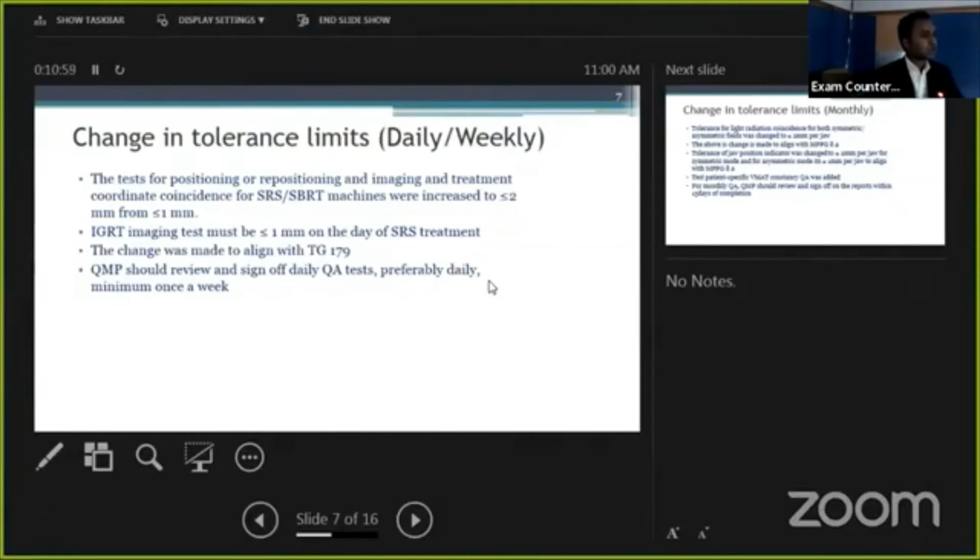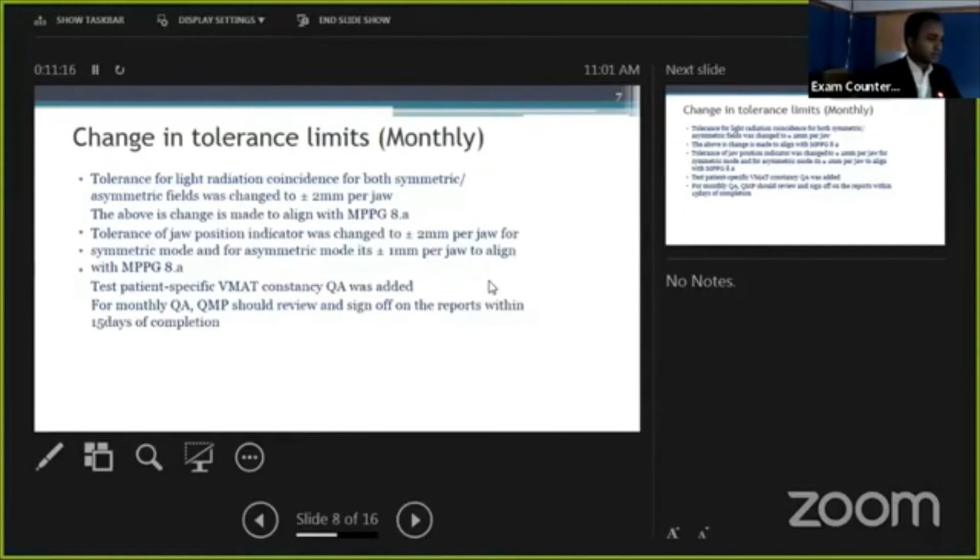So the QMP should review and sign off the daily QA test, preferably daily, minimum once a week. The daily QA test is to be done by the RTT, radiation therapy technologist, but the physicist needs to review it at least once a week and sign off on them. The sign-off is important. It recommends.